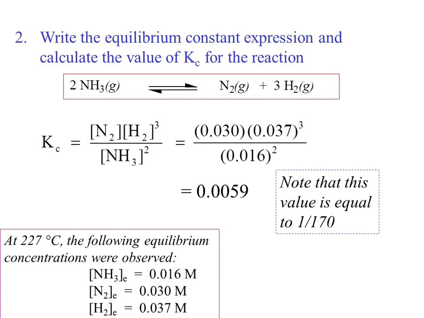As you see in the blue box next to that, if you were to take 1 divided by 0.0059, you would get 170. If you were to take 1 divided by 170, you would get 0.0059. That actually is the reciprocal of 170, because equation 2 is related to equation 1 by reversing it. So it's just a little mini proof there.